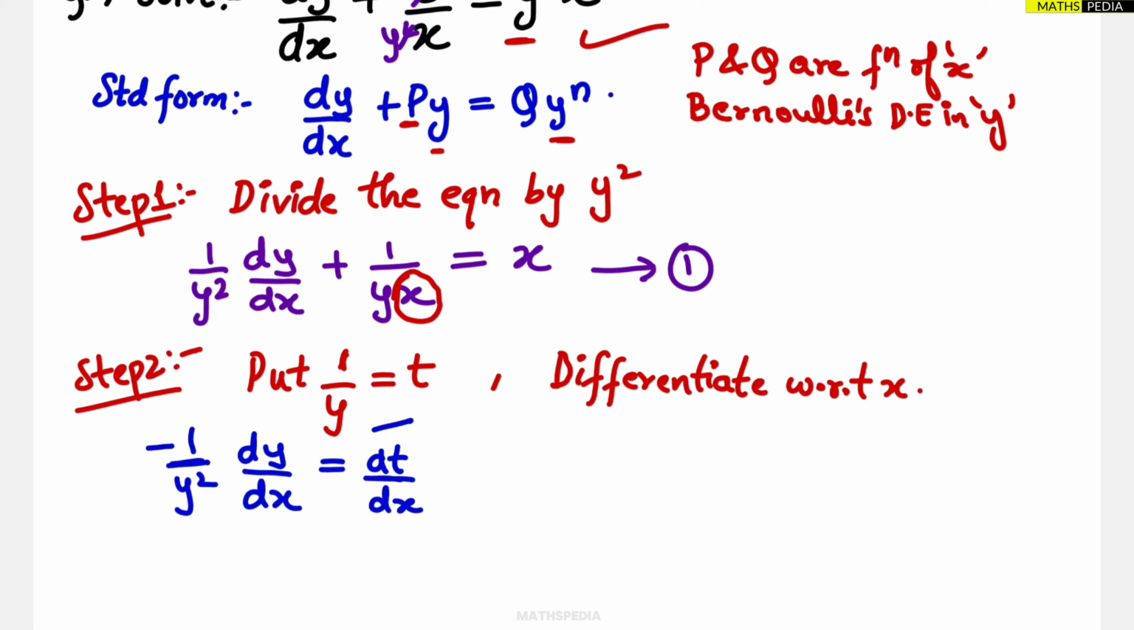Done this part. Now this particular thing and the equation 1, can I substitute this in equation 1? That you have to see. So here directly 1 by y square dy by dx, here also 1 by y square dy by dx is there. If it is not there, just simplify this equation, you will get it. Now we are going to substitute over here. That is step number 3.